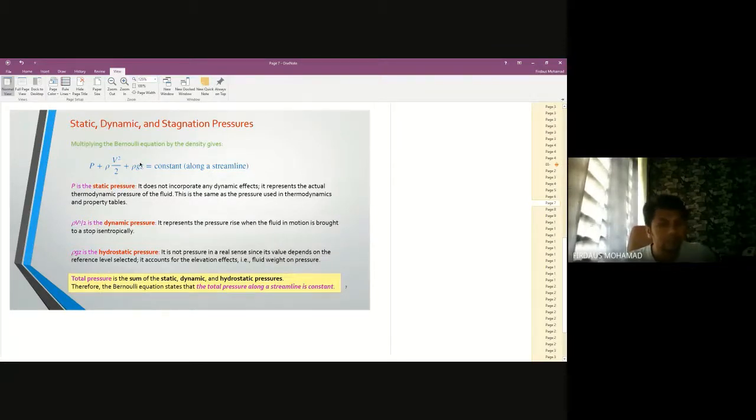Okay. So total pressure. So what is total pressure? Semualah campur. The sum of static, dynamic and hydrostatic pressure. Sama total head. Okay. Total head, sum of pressure head, velocity head dengan potential head. Okay. So therefore the Bernoulli equation states that the total pressure along a streamline is constant. Okay. So along a streamline is apa yang saya lukis dekat introduction tadi, yang over the wing, yang blue color tu, dia semua constant. Dia punya total pressure constant along that particular streamline.